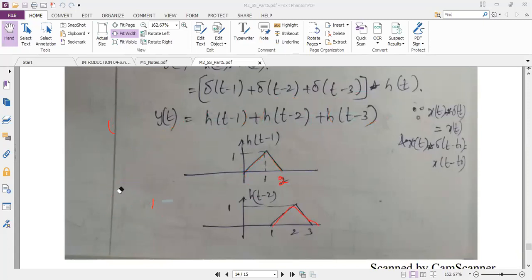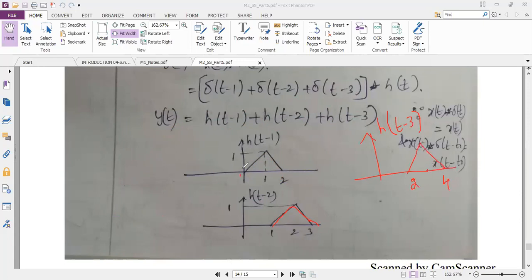Can anybody tell me, I want to draw in the same page. So what is my h of t minus 3? From where it starts? H of t minus 3? 2 to 4. So t minus 3, 2 to 4. Okay. So now you know how to add this.